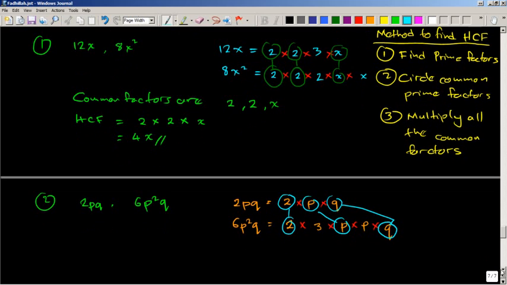Number 3, multiply all the common factors. Then HCF is a multiplication of 2 times p times q, which is 2pq. Okay.